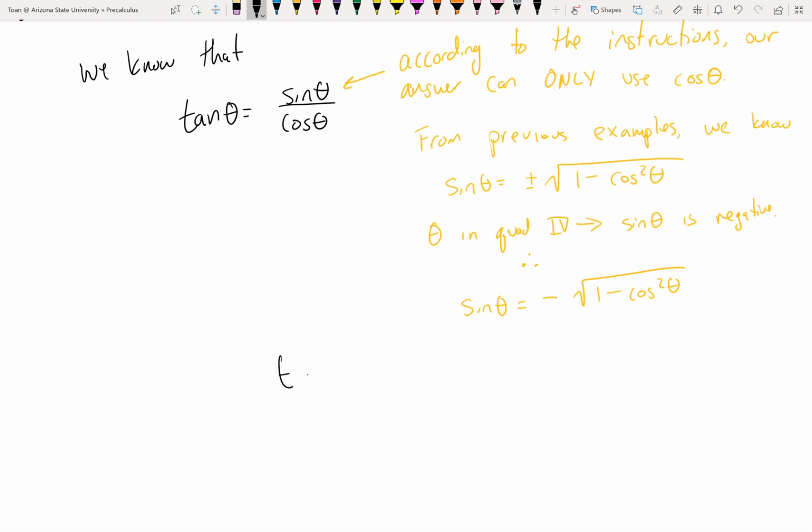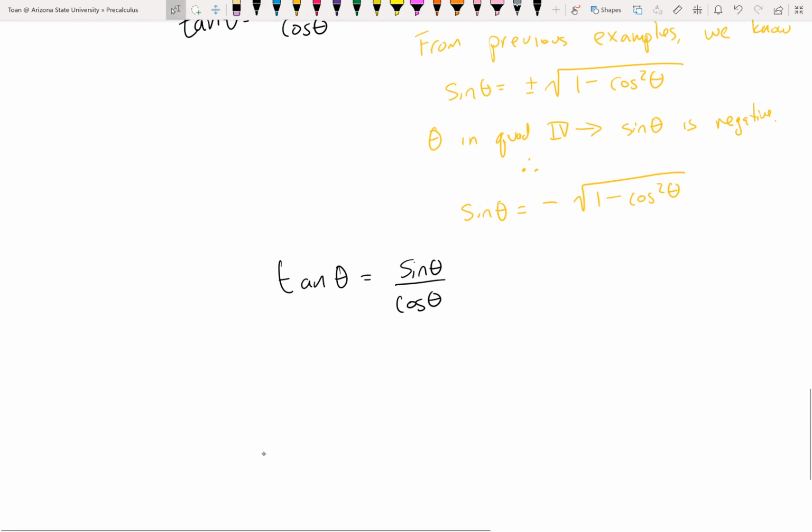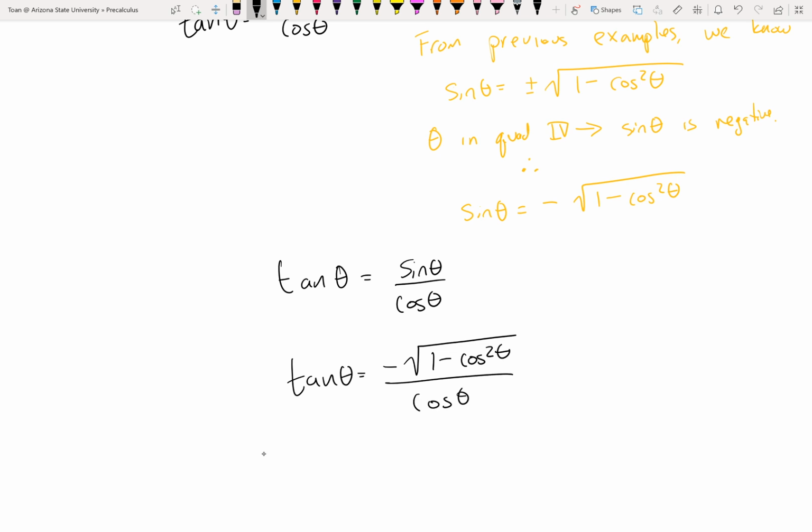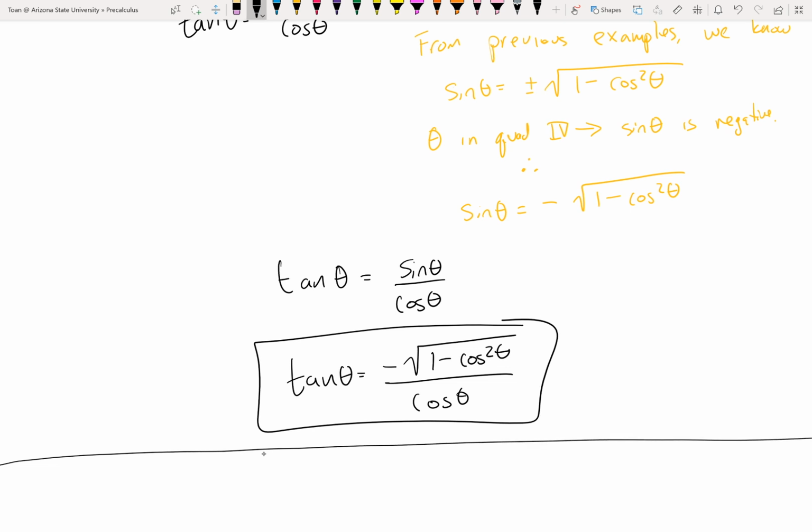So our original relationship, tangent is sine over cosine, now becomes negative the square root of 1 minus cosine squared theta over cosine. That is the answer. Notice we've rewritten the whole problem using only cosines. So that's the first learning goal.